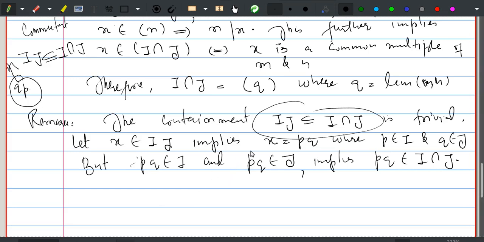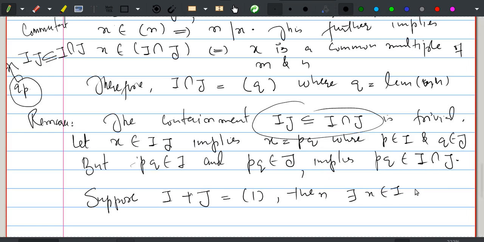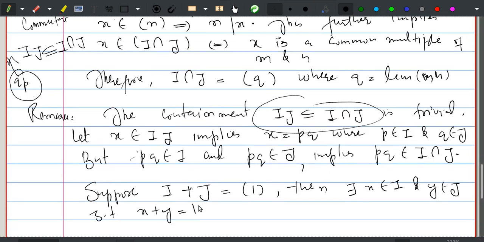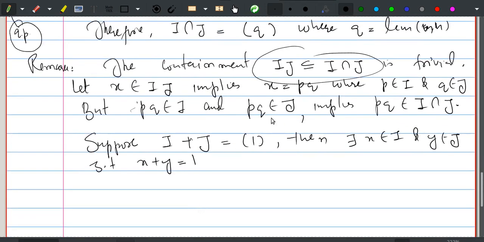But let us see when the reverse containment is true. So suppose I and J are such that their sum is actually the unit ideal, then there exists some element in I and some element in J such that their sum is 1. So there exist X in I and Y in J such that X plus Y is 1. Now given this condition, we have to prove that the reverse containment will be true. So let us pick some element in I intersection J. So let A be in I intersection J.